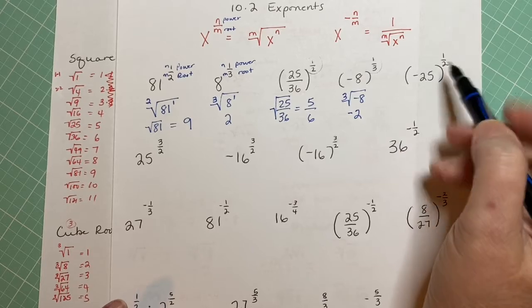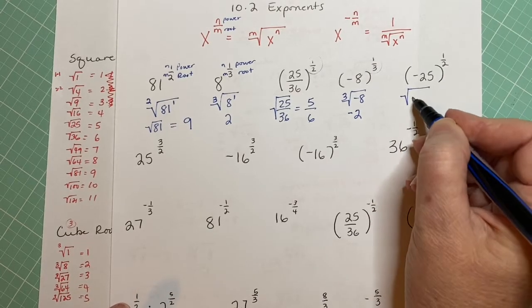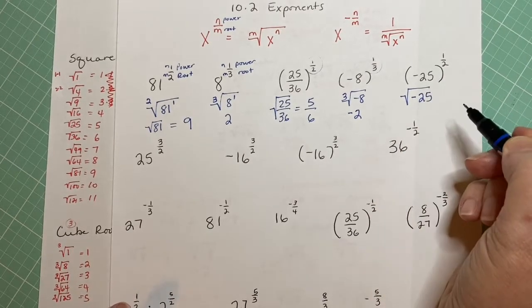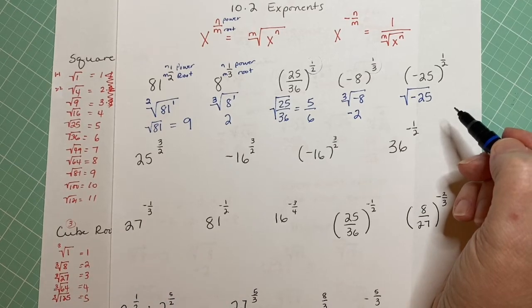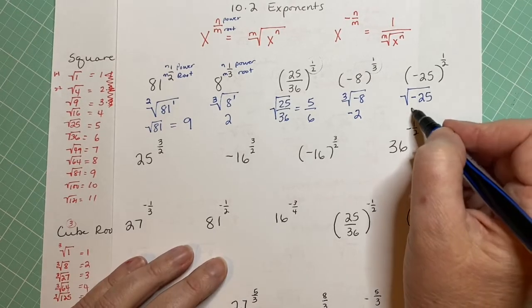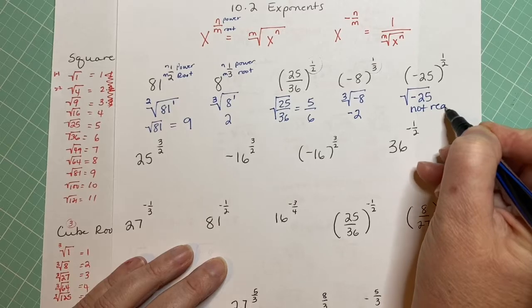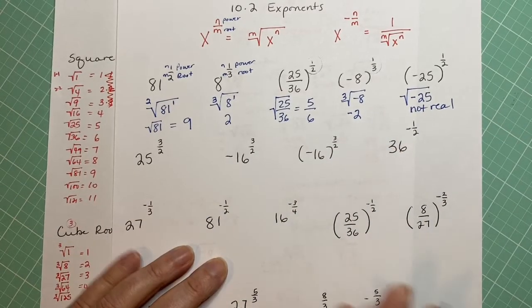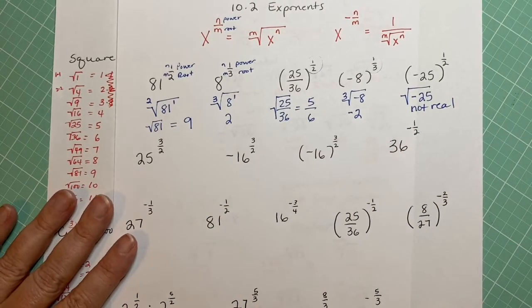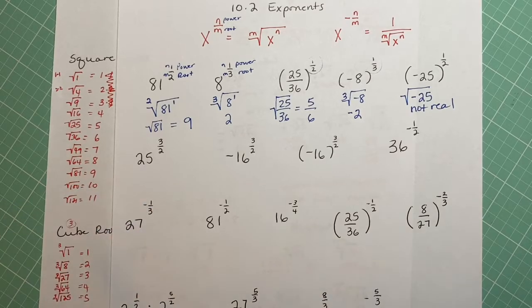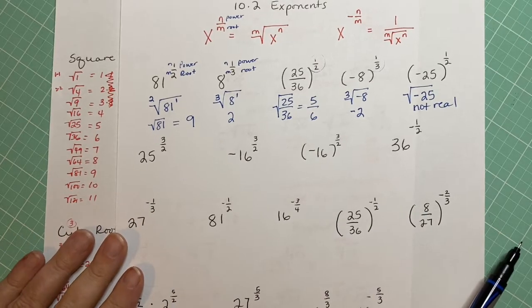This next one, 1/2, is really just a square root, so this is the square root of -25. But remember from last lesson, we can't take the square root of a negative number, so the answer for this one is not real. Okay, so when it's a 1/2, it's a square root, and when the exponent's a 1/3, it's a cube root. But now let's look at some that have a number in the front.